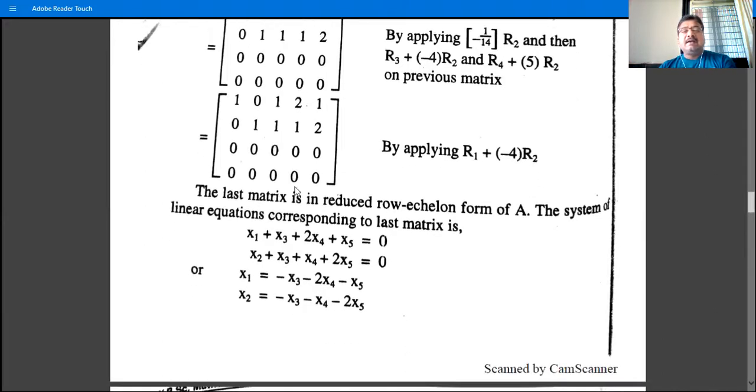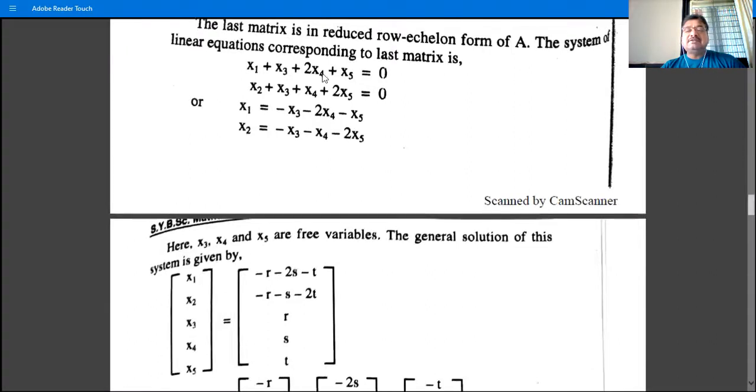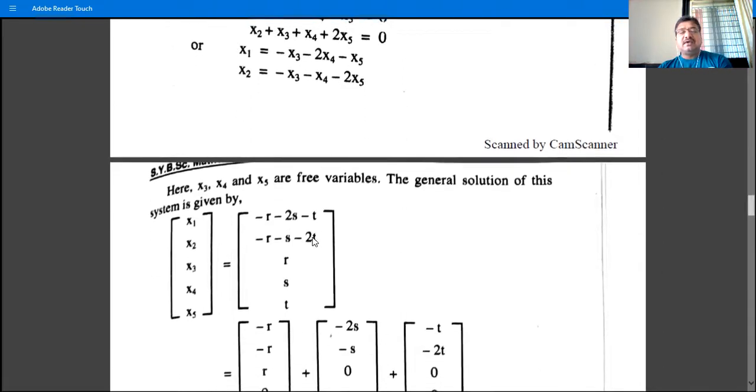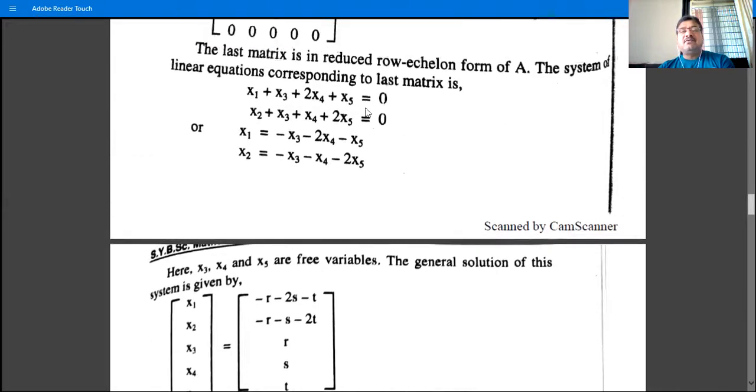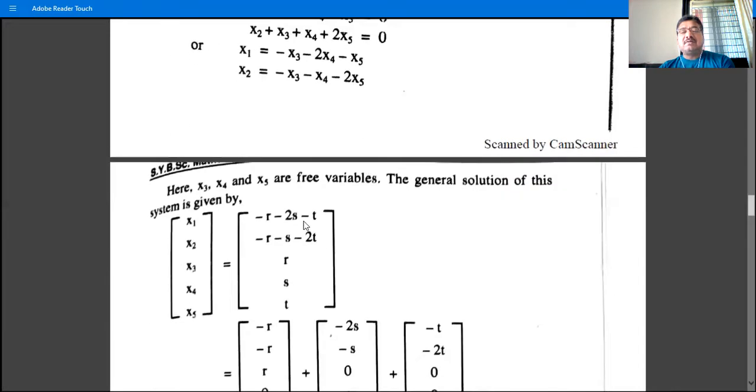Okay, then rewrite the equations. The corresponding system is x1 + x3 + 2x4 + x5 = 0, and the second equation is x2 + x3 + x4 + 2x5 = 0. So there are two equations and five unknowns, so we have to assign 5 - 2, that is three unknowns. We assign x3 as r, x4 as s, and x5 as t. Then the last equation implies x2 = -x3 - x4 - 2x5, that is, x2 = -r - s - 2t. And from equation 1, x1 = -x3 - 2x4 - x5, that is, -r - 2s - t.